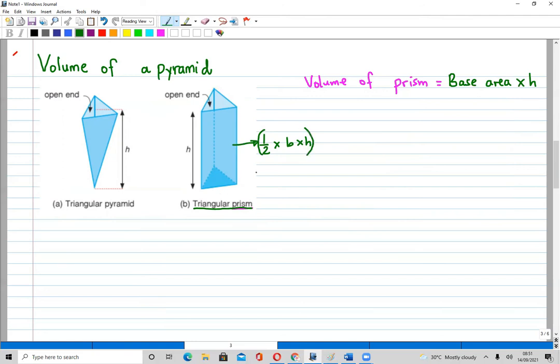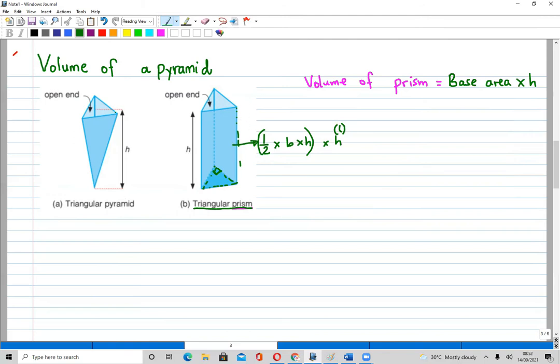This is how to get the area of the triangle. Then we multiply it by its height, this height. So we have this height, then we have this height. Sometimes it is called the length for a triangular prism, just to differentiate between the height of the triangle and the height of the whole triangular prism.